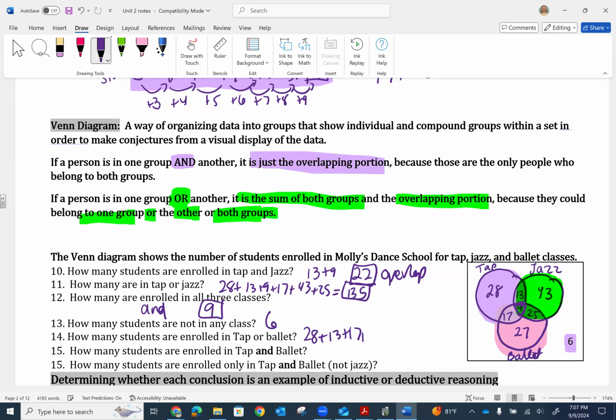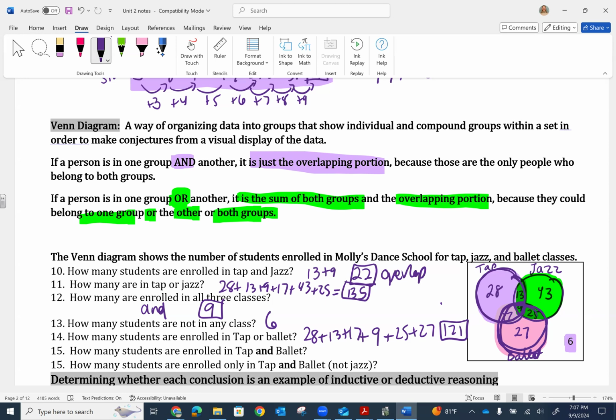So 17, and can't tell if that's 4 or 9. That's 9. And then 13, 17, 25, and 27. I believe that total is going to be 121. 121, not 125. So let's fix that. Okay, 121. So if I say tap or ballet, you do anybody in tap or anybody in ballet or both. They could even be in jazz and they might even own a tuba. Who knows? Who really cares?